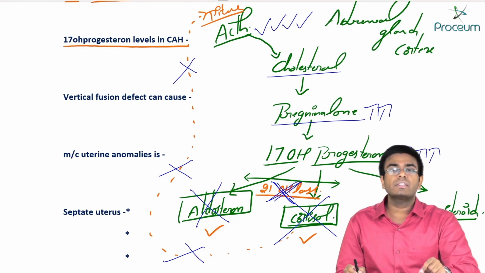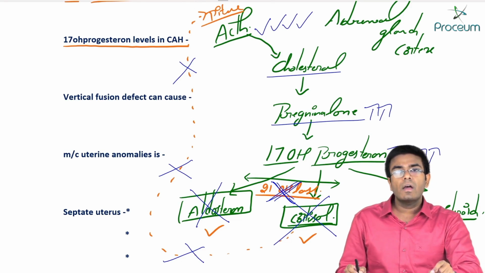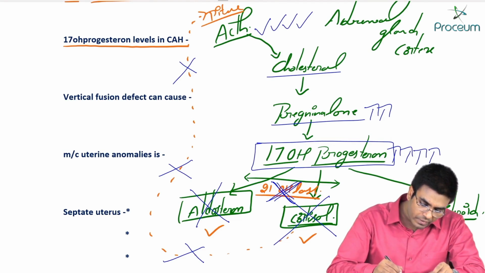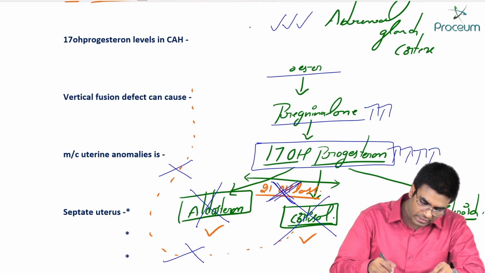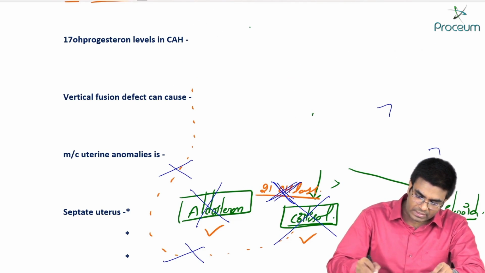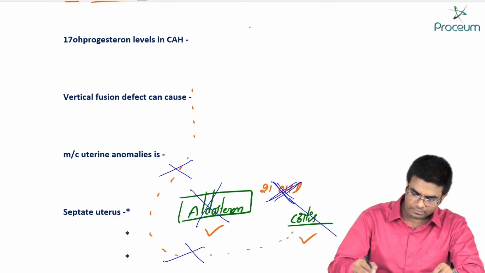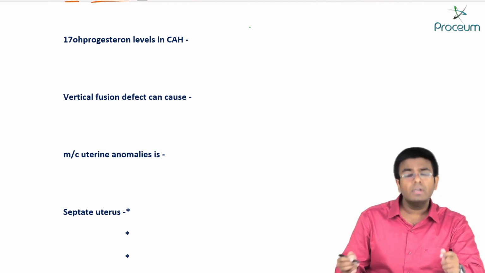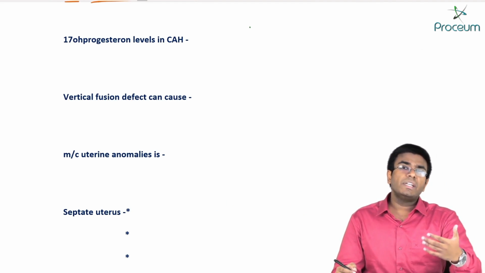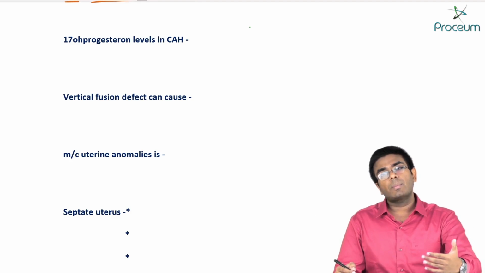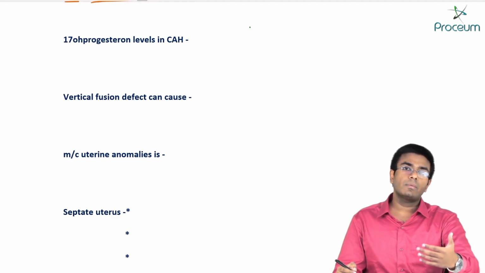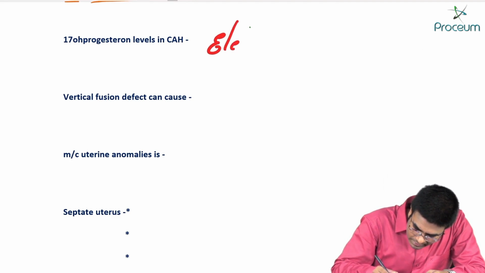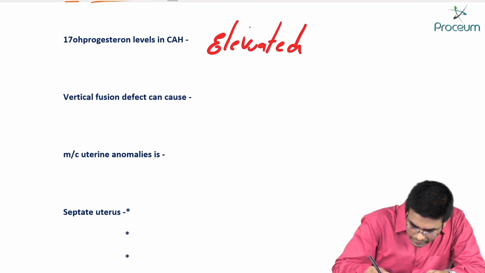So in a patient with congenital adrenal hyperplasia, what is the level of 17-hydroxyprogesterone? There will be higher levels of 17-hydroxyprogesterone in a patient with congenital adrenal hyperplasia. That is a very important MCQ you should keep in mind. That is also the first investigation to be done. The first investigation to be done in the case of congenital adrenal hyperplasia is checking 17-hydroxyprogesterone levels. Now let's write here: 17-hydroxyprogesterone levels in a CAH patient are elevated.